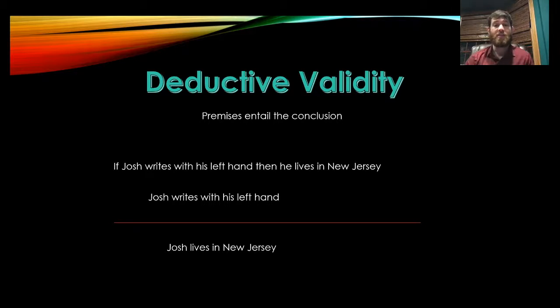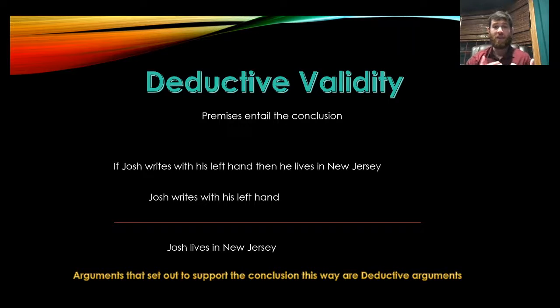Now, this is a deductively valid argument because if Josh writes with his left hand is always true, and if Josh writes with his left hand then he lives in Jersey is always true, then every single time that these two premises are true, Josh will always live in New Jersey. It is impossible for the conclusion to be false if the premises are true, and that's what makes it deductively valid. Arguments that follow this structure that are intended to be deductively valid, we call deductive arguments because they deduce the conclusion.